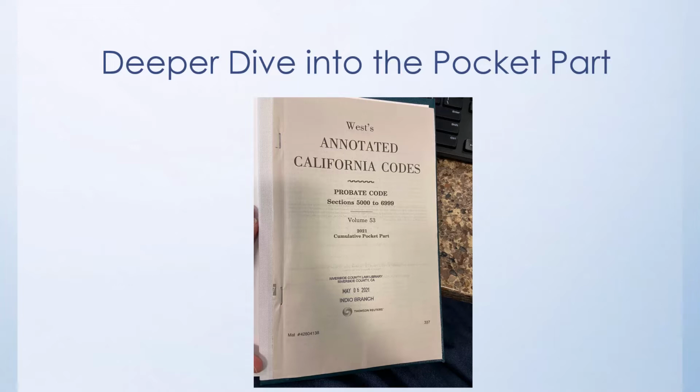Thank you, LD. Now let's take a closer look at the pocket part that LD just showed you. This is the front page of the pocket part from the volume that contains probate code section 6100.5, the one we're using. Now you'll notice this is a 2021 pocket part. Unfortunately, due to certain logistical problems, we haven't received the 2022 pocket part yet. Normally it would be in the book by now. But I can demonstrate this to you just as well with this one.